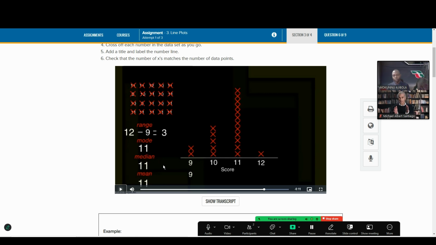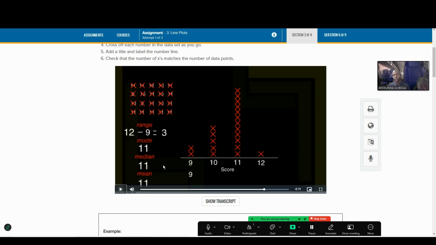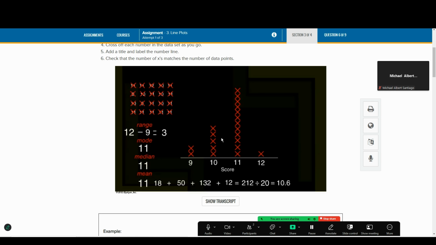Now, the mean is 11. How did we get the mean? The 9 occurred 2 times, that's 18. 10 occurred 5 times, that's 50. 11 occurred 12 times, that's 132. And 12 occurred 1 time. If you add all of them together, you divide by the total entries, which is 20, and you get the mean. There are 20 values in the line plot.